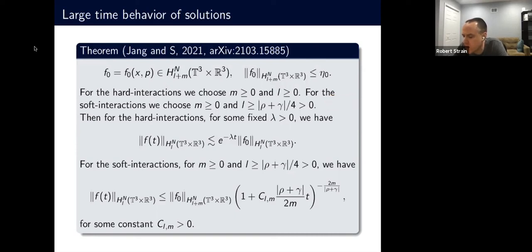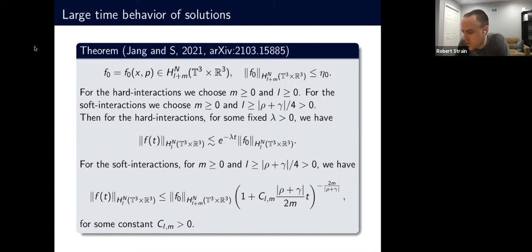Then for some fixed lambda in the hard interactions case, we have exponential decay to equilibrium. So the perturbation decays to 0. And so this whole solution converges to the Maxwellian equilibrium.